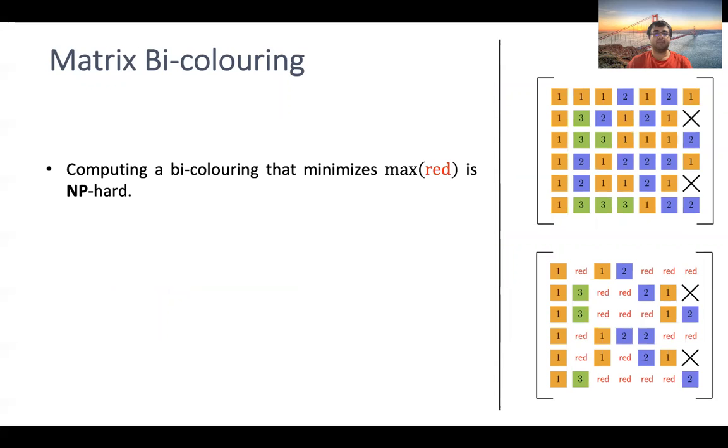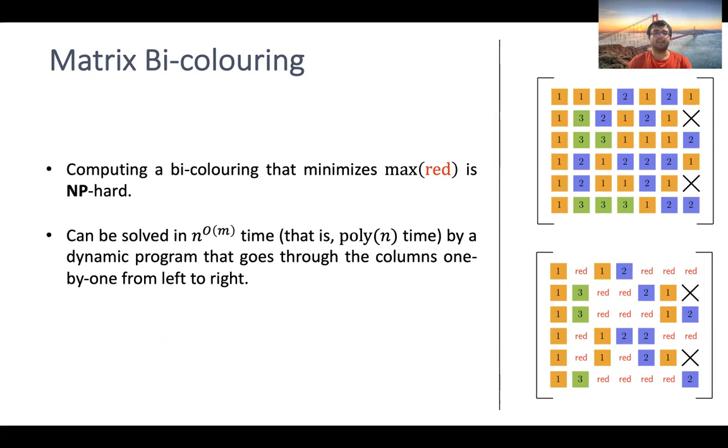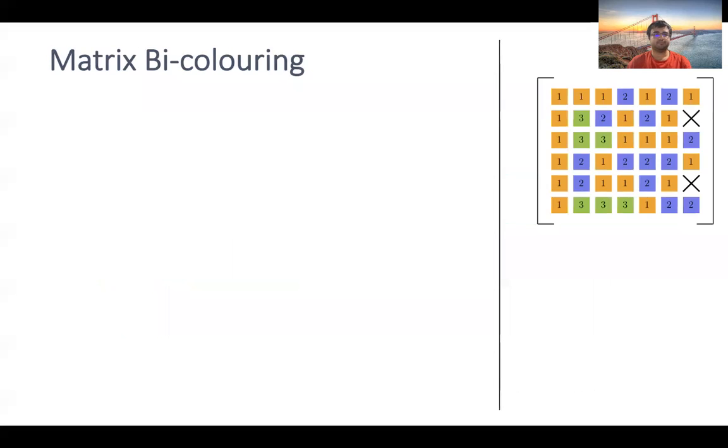Computing a bicoloring which minimizes the maximum number of red entries is in fact NP hard. However, we can give a dynamic program to solve this, which goes through the columns one by one. It's not too hard to come up with this dynamic program.